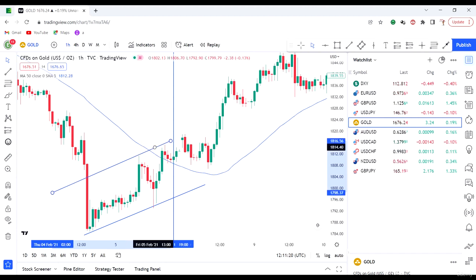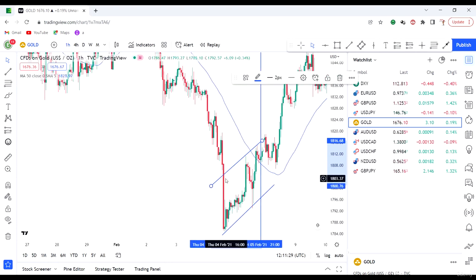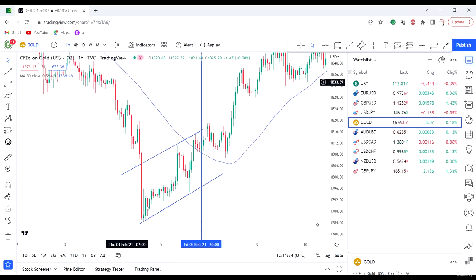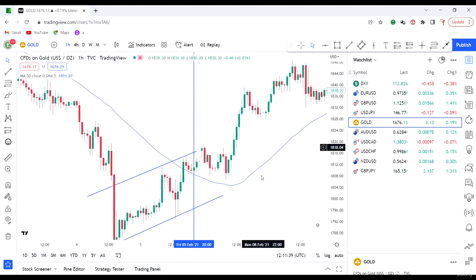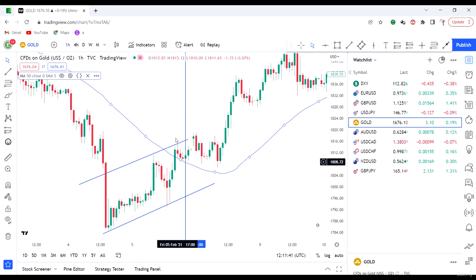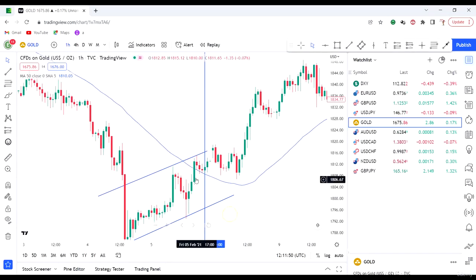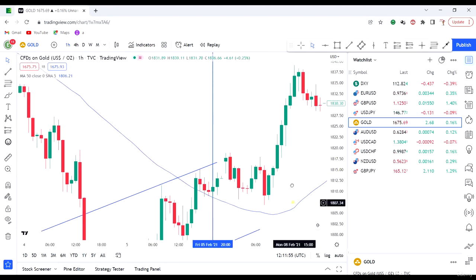Remember I told you you can use other patterns also, but the double tops and bottoms and head and shoulders patterns are usually the most effective. So I could say that the market is forming a wedge here, and that's a rising wedge, right? So I've identified a pattern, and then the second rule is to wait for candles to cross above the 50 simple moving average, and then price crossed here. So I have 2 of my rules checked.